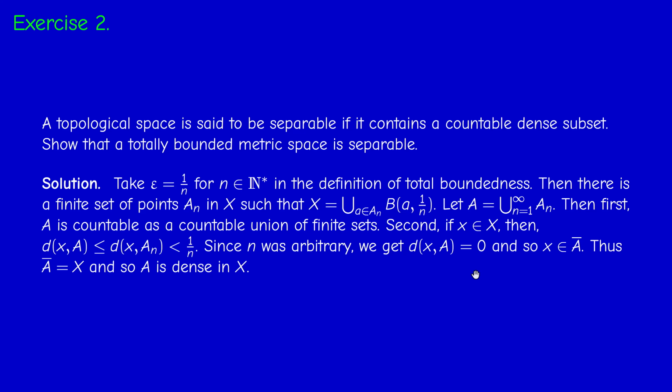But we know from second year that dxa is 0 means that x is in A bar. So we took an arbitrary element in X, and we proved that it's in A bar. And of course, A bar is in X, so we have a double inclusion. Therefore, A bar equals X, and therefore, A is dense in X. So we found a countable set which is dense. So in particular, compact metric spaces are separable.